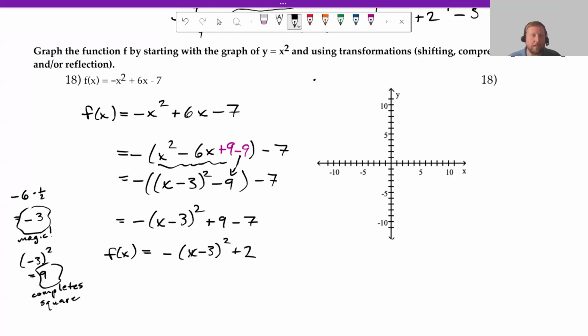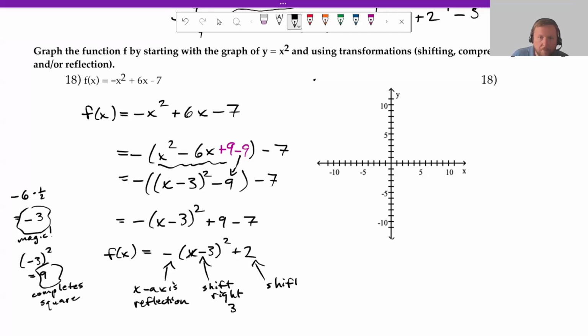Now I can do all of that fun function transformation stuff. So that's an x-axis reflection. That's a shift right 3. That's a shift up by 2. And our parent function is just y equals x squared. So this guy again.